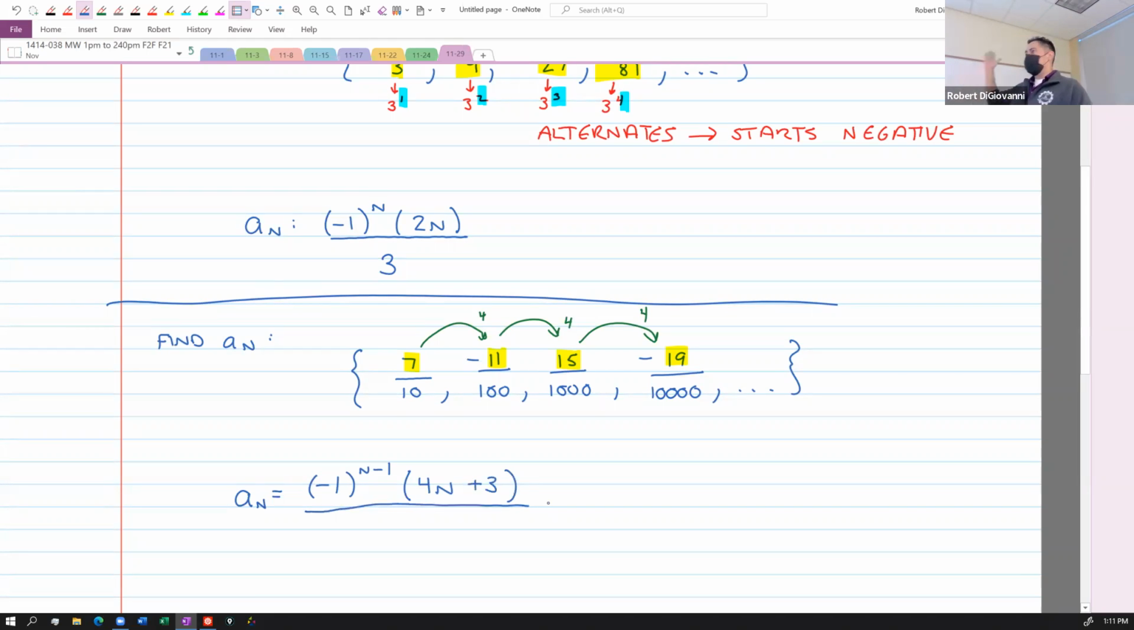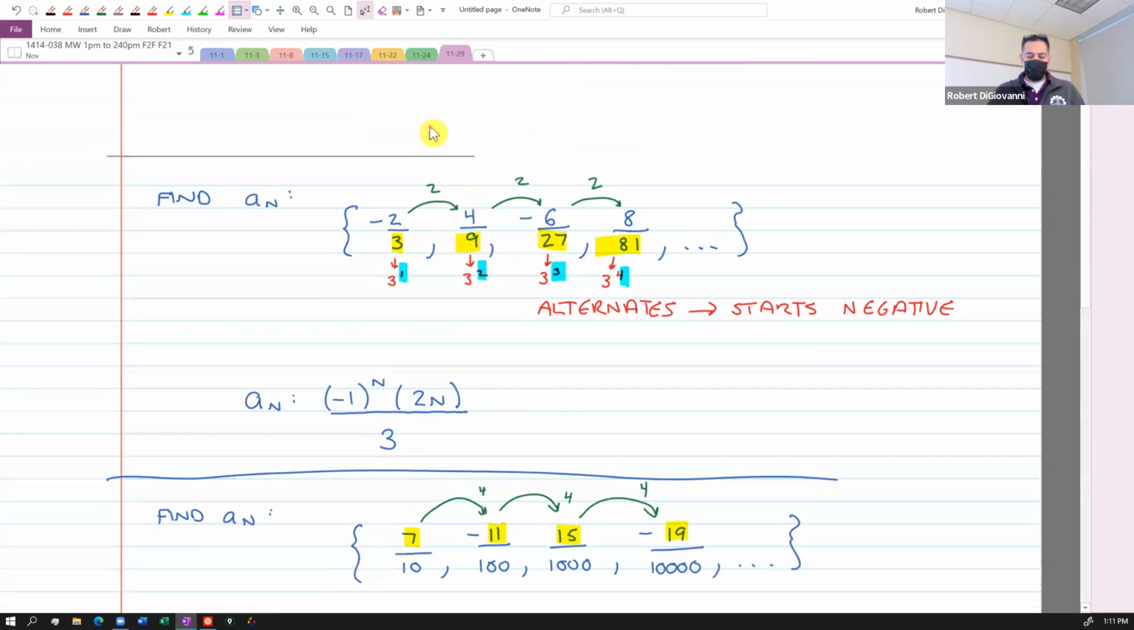And then the denominators. Yeah, those are all just powers of 10, right? 10 to the first, 10 squared, 10 cubed. So this will just be 10 to the n. All right. Makes sense? All right, all right.